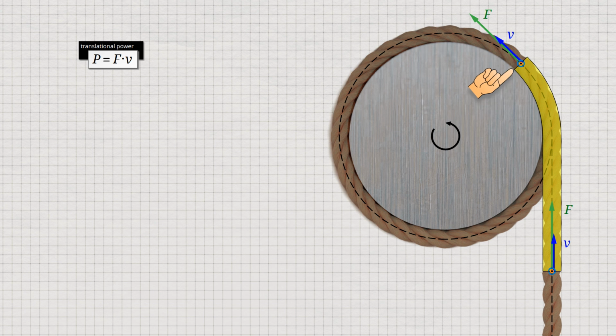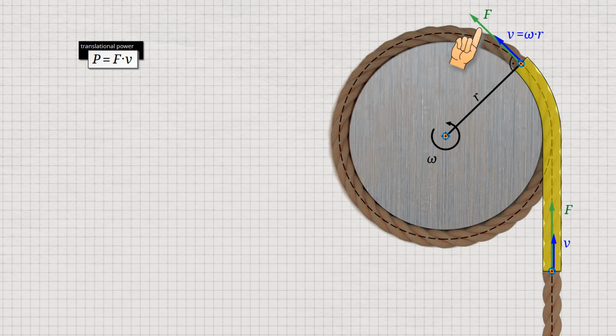Conversely, if the rope was pulled up faster than it was wrapped around the drum, it would be compressed. The lifting speed of the translatory motion therefore also corresponds to the circumferential speed of the rotatory motion. This circumferential speed is in turn directly related to the angular speed of the rotational motion. The circumferential speed is the product of the angular velocity omega and the radius r of the circular path.